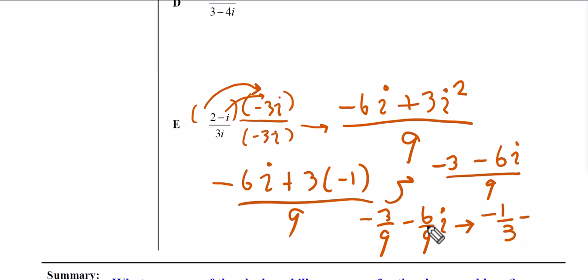And then these can also be divided both by 3. The 2 thirds. And yeah, this is part E. So it looked easier, but it was a little bit of work, I'm not going to lie.